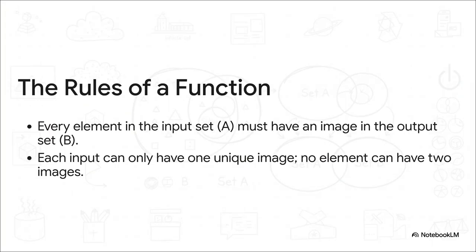Now, a function isn't just any old connection. It has to play by some very strict rules, what we're calling the 2 golden rules. Rule number 1. Every single element in your starting set, your input set, has to be used. Nobody gets left on the bench. And rule number 2, each of those inputs can only go to one unique output. It can't be indecisive and point to 2 different places at once.